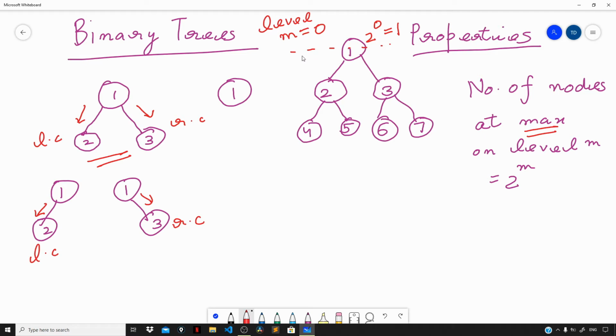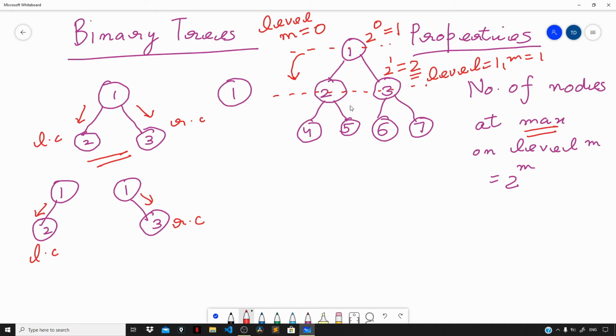Now let us move forward to level 1. So this is our level 1, or you can say m as 1. Now for this node, the number of nodes at max on level 1 will be 2 raised to power of m, which is 2 raised to power 1. So 2 nodes, which are namely node with a data of 2 and node with data of 3.